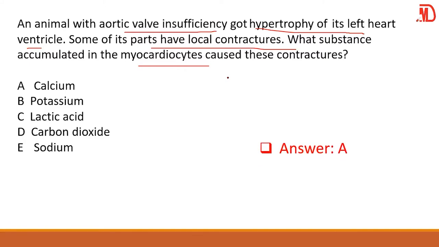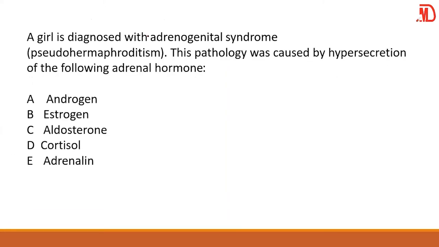All right. Now, a girl is diagnosed with adrenogenital syndrome. This was caused by the hypersecretion of which of the following? So the person suffering from adrenogenital syndrome or pseudohermaphroditism, that means hermaphrodite, right? So a girl having features of a man.